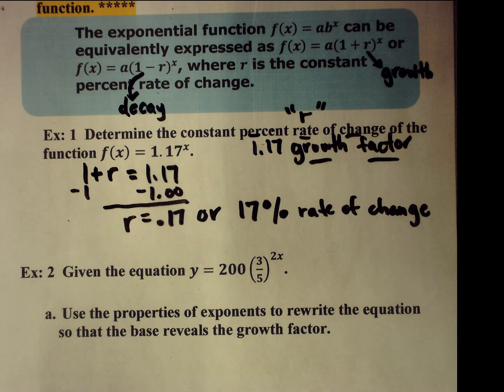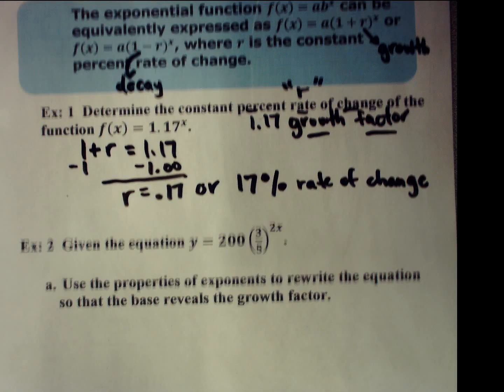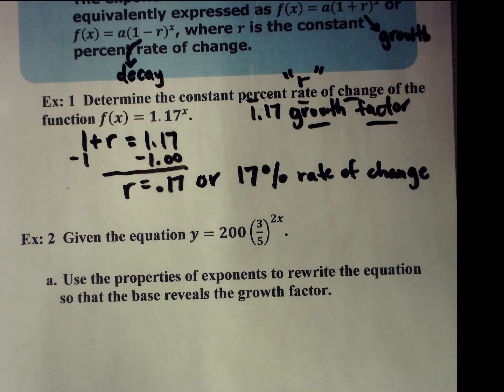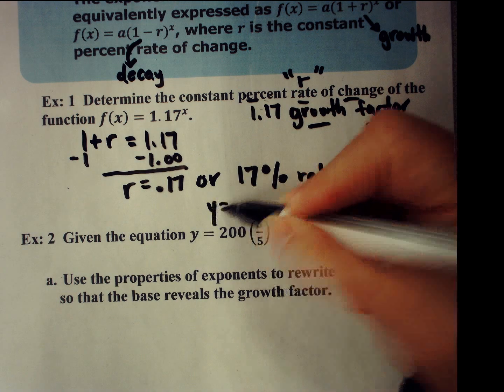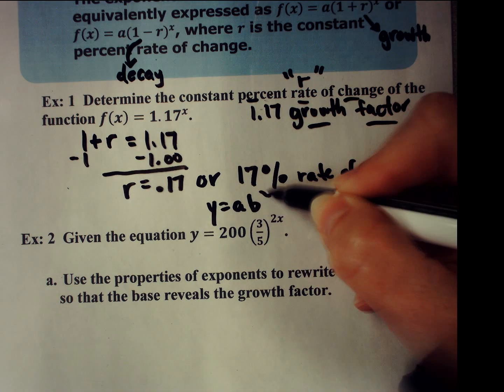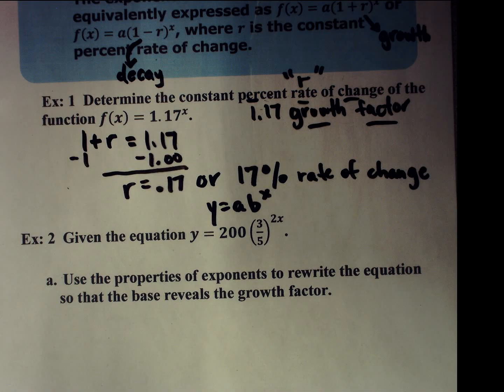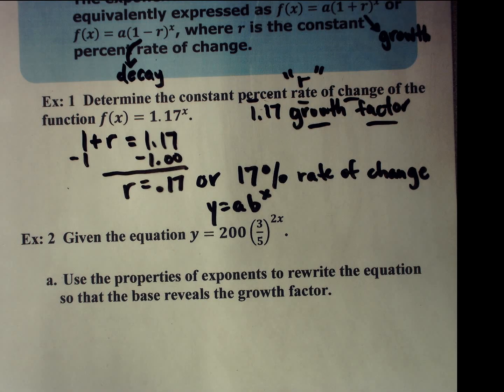Okay, so let's look at a couple more, just to make sure that we're all on the same track. Okay, so this is simulating a b raised to the x power. That's simulating an exponential function because the exponent has the x in it, okay? That's how you tell. Now it says, use the properties of exponents to rewrite the equation so that the base reveals the growth factor. Okay, properties of exponents.